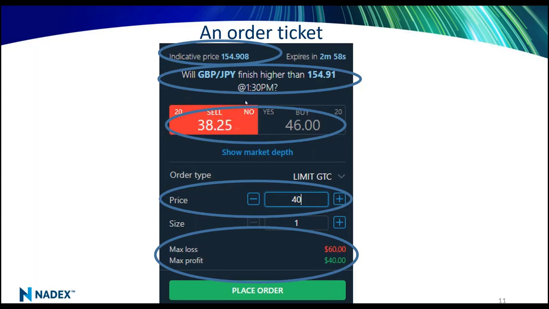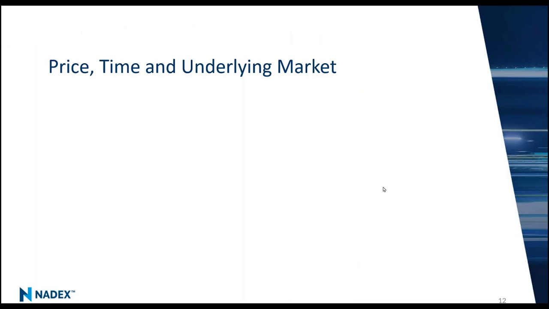I'm saying I don't think it's going to finish higher. It's going to either finish at or lower, and I'm looking for it to go to zero. If I sold it at 40, that's the most I can make. And if it went to 100, I would lose 60. We calculate that for you on the order ticket. You know beforehand what you could potentially make and what you could potentially lose. All right, so that's the order ticket.